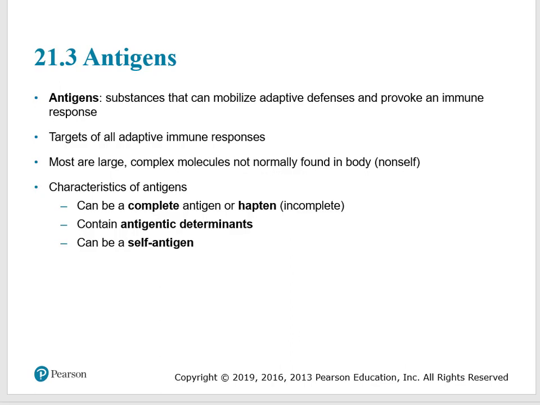The next thing is the antigens. Definition of antigens, antigenic determinants. Antigens are any substances that basically provoke an immune response in our body and mobilize adaptive defense. So anything can be an antigen. The classification of antigens is complete antigens or incomplete antigens. And in an antigen, not the entire cell or tissue is responsible for provoking an immune response. It's only a part of it, and that particular part that provokes the immune response is called the antigenic determinant.